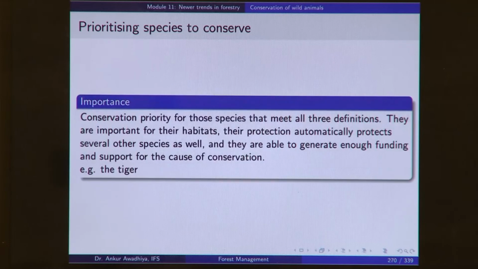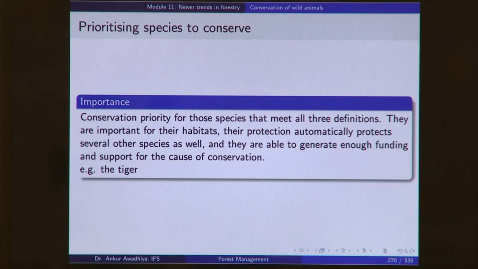And we try to focus our conservation efforts towards those species that have one or more of these characteristics, preferably all three of them. So for instance, the tiger is a big thing in our country. A lot of money and effort is being put towards the conservation of the tiger, because it is a keystone species together with being a flagship species and an umbrella species.